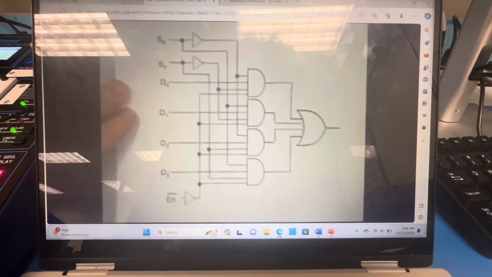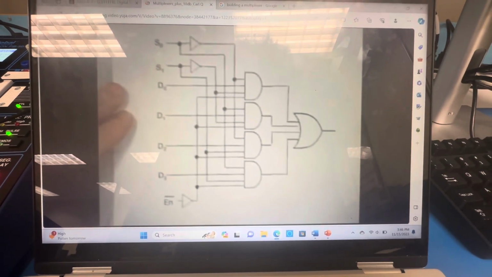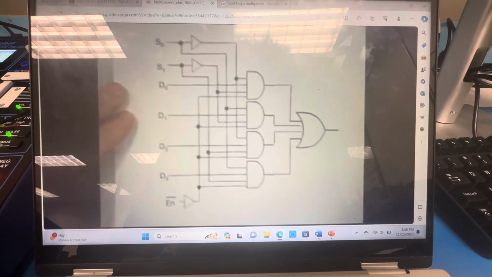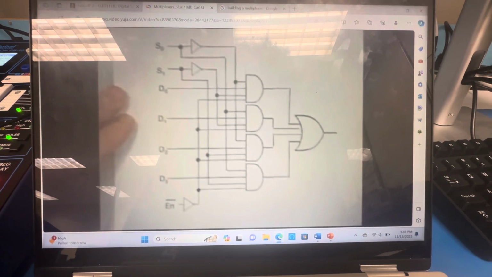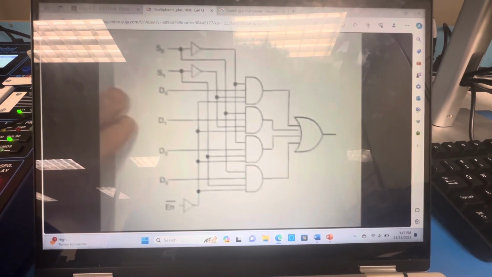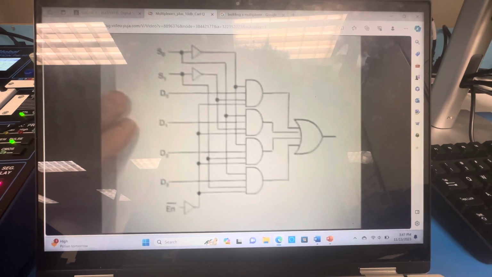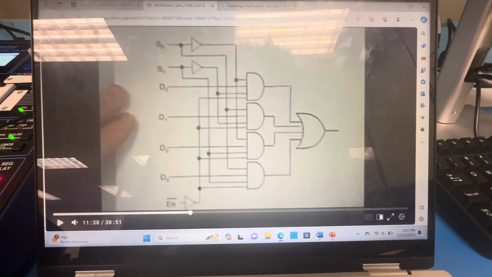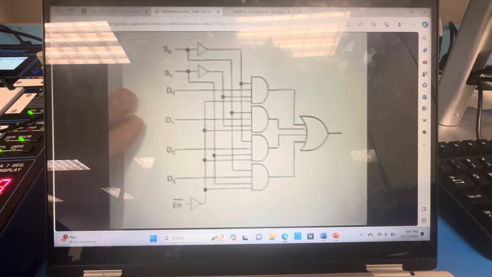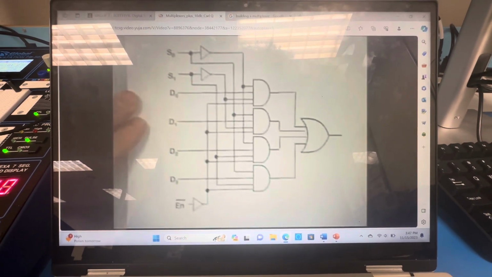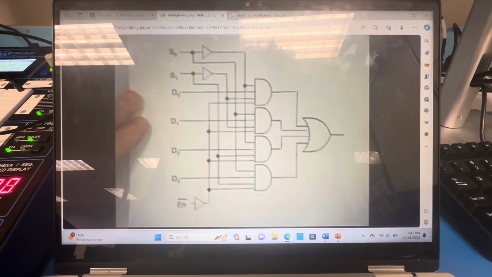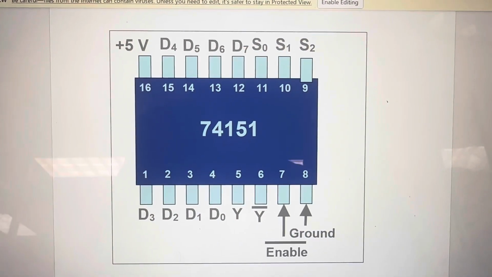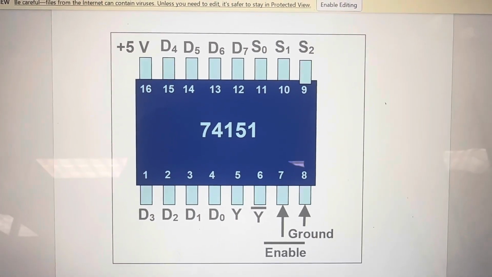The 74151 chip, also known as the multiplexer chip, has an active low enable, meaning that the enable has to be 0 for the chip to be on. If the chip is on initially before it is inverted, then the circuit will be off and no inputs, no matter what they are, high or low, will be registered with an output. Here's a quick look at the 74151 multiplexer chip diagram.